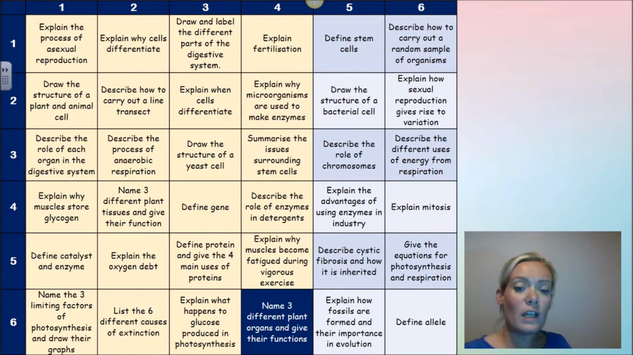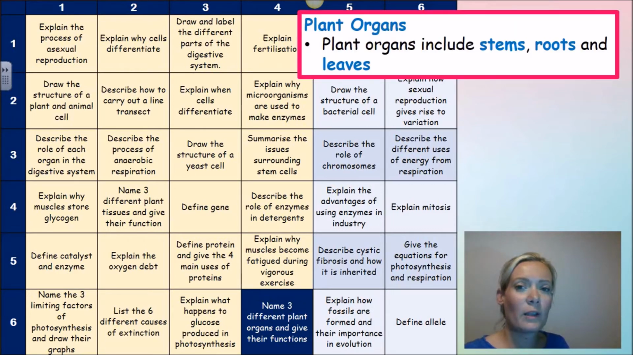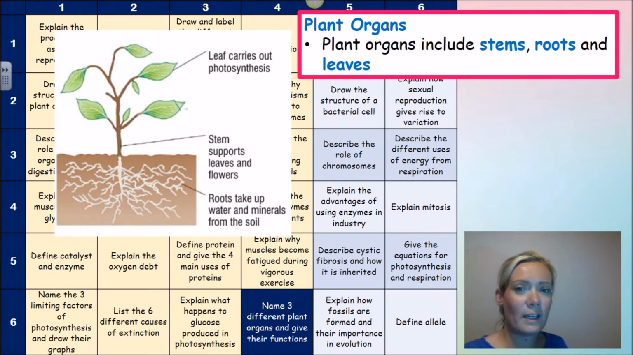Right, name three different plant organs and their functions. Again, this one catches students out all the time because it's hard to remember plant organs compared to animal organs, which you're very familiar with. So the plant organs are stems, roots and leaves, and here are some descriptors you can see of what they do. So leaves are obviously essential for carrying out photosynthesis.